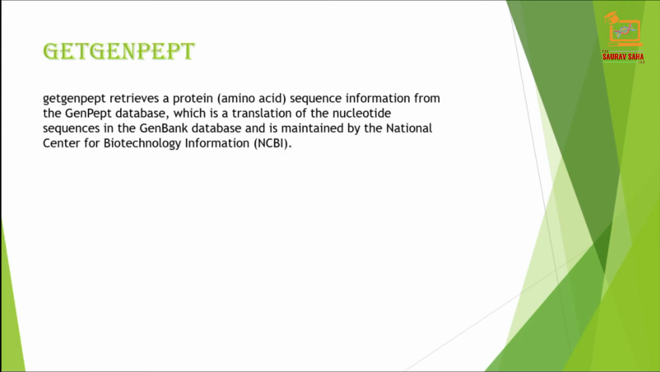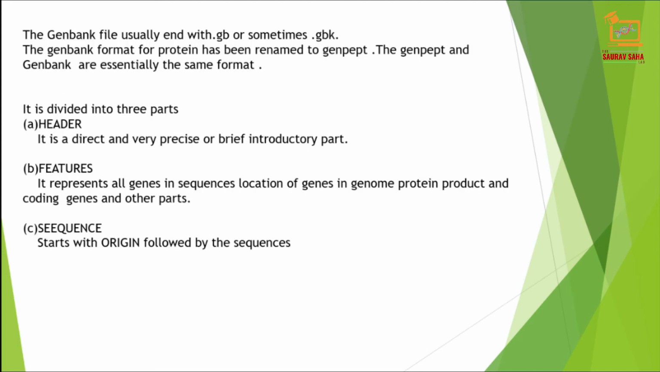Get GenPept. Get GenPept retrieves protein sequence information from the GenPept database, which is the translation of the nucleotide sequences in the GenBank database and is maintained by the National Center for Biotechnology Information. The GenBank file usually ends with .gb or sometimes .gbk. The GenBank format for protein has been renamed to GenPept. The GenPept and GenBank are essentially the same format.